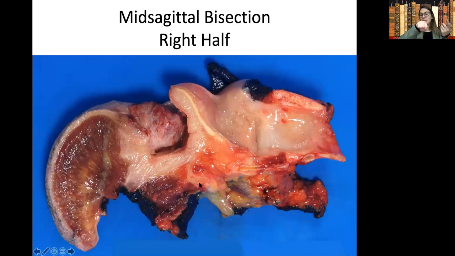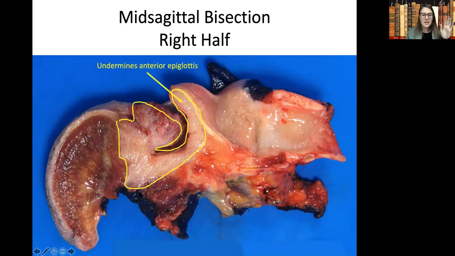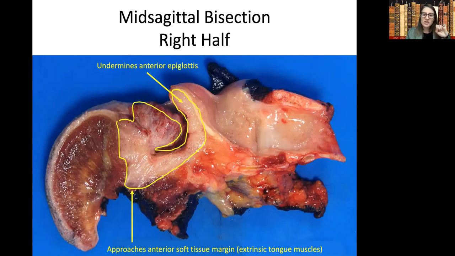So again, you may want to take a handsaw to get through that, and then your specimen should open. We see here the sort of C-shaped tumor, which is originating in the base of tongue, flowing onto the vallecula and then undermining the anterior aspect of the epiglottis, as seen here, and even approaching that anterior soft tissue margin, which is essentially going to be the extrinsic tongue musculature area.